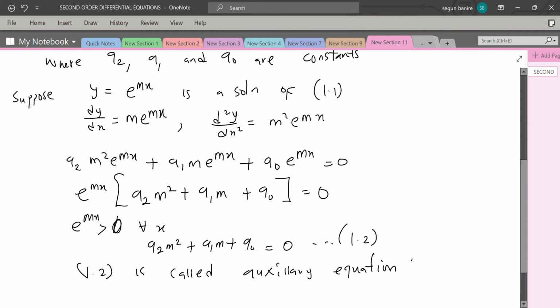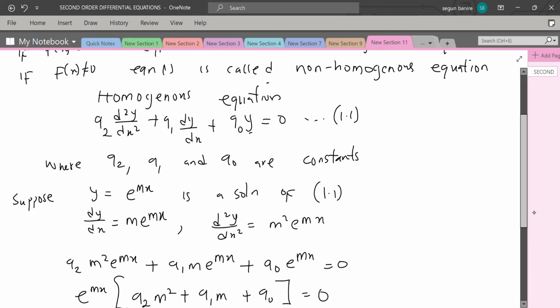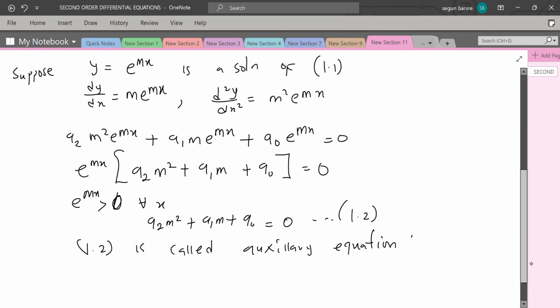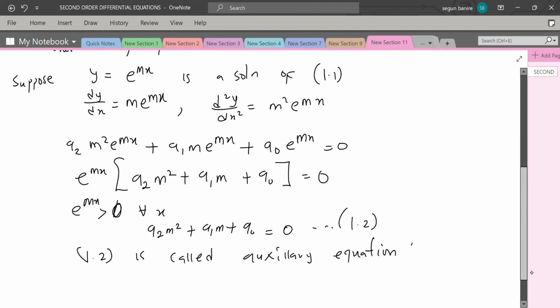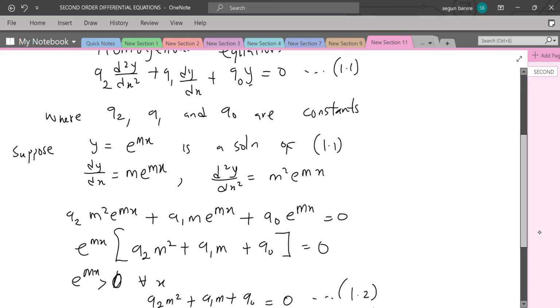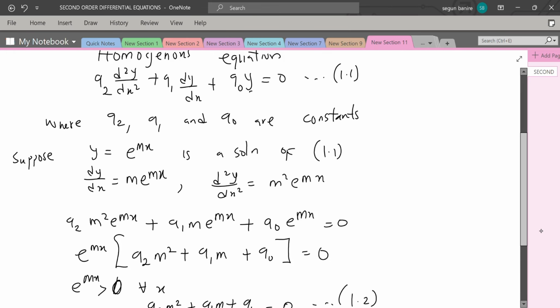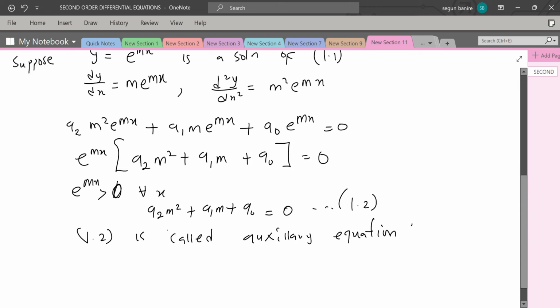So when you have a second order differential equation, to solve it you need to get the auxiliary equation. You can see it: d2y over dx squared is replaced by m squared, dy/dx is replaced by m, and then y becomes a naught. This is what we call the auxiliary equation.